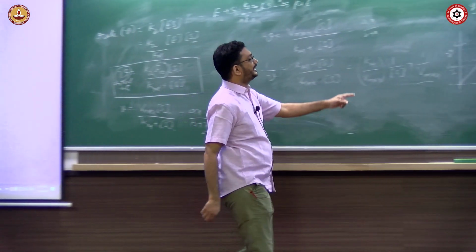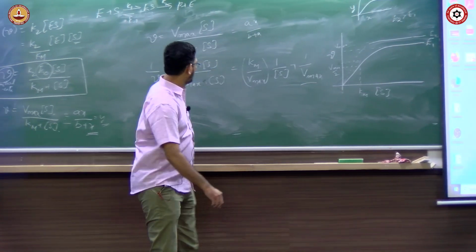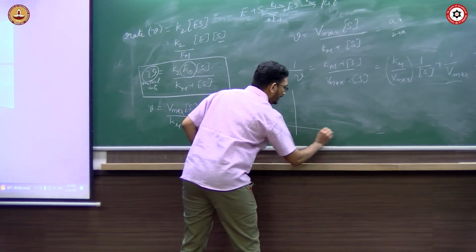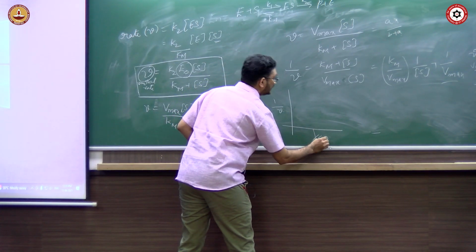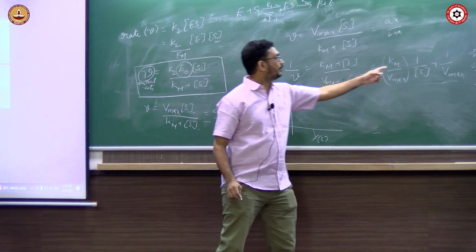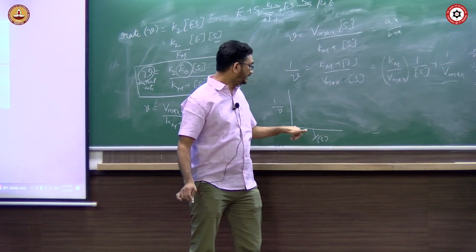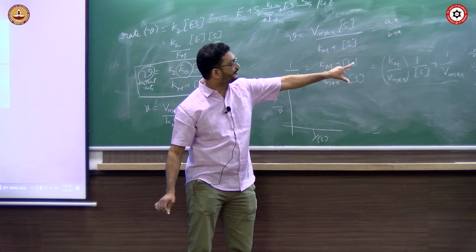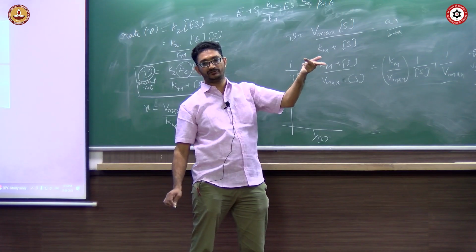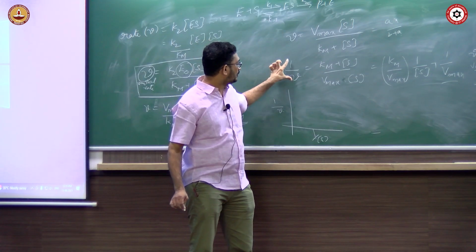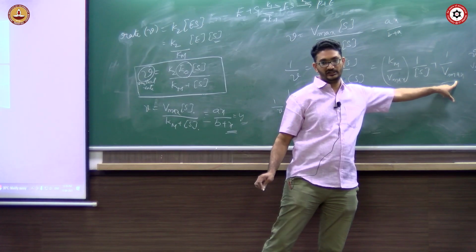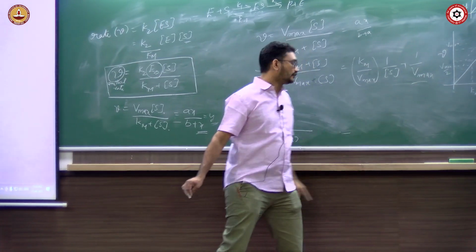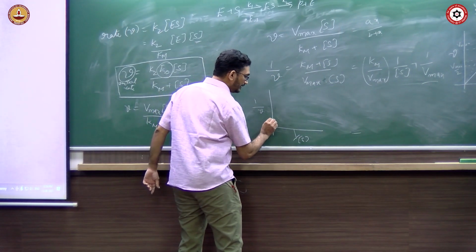So instead of taking nu and s, I take 1 by nu and 1 by s. So this is 1 by nu, this is 1 by s, right? So this is x, and instead of taking nu and s, I will take a reciprocal of that, 1 by nu and 1 by s. So y is equal to mx plus c, right? This is a linear curve. So this will be a linear curve like this.